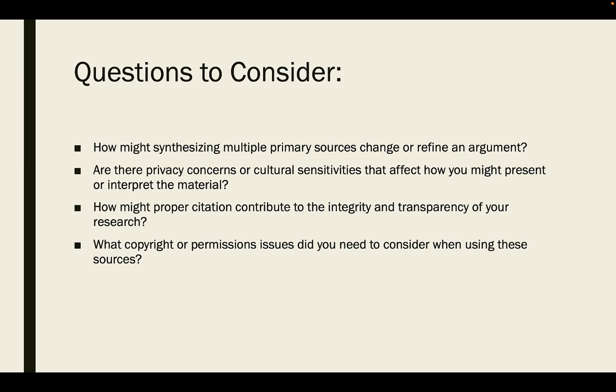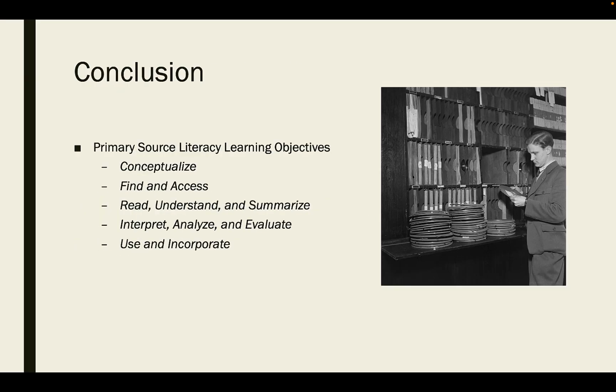Here, some questions to consider are, how might synthesizing multiple primary sources change or refine an argument? Are there privacy concerns or cultural sensitivities that affect how you might present or interpret the material? How might proper citation contribute to the integrity and transparency of your research? And what copyright or permissions issues did you need to consider when using these sources?